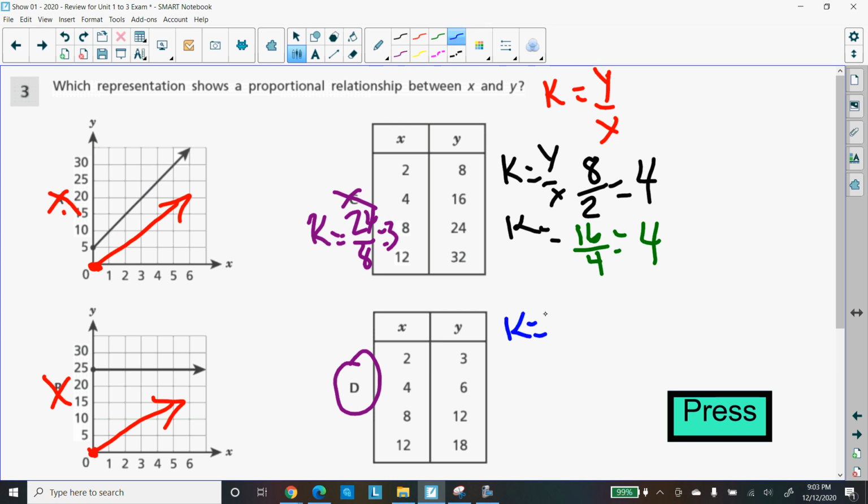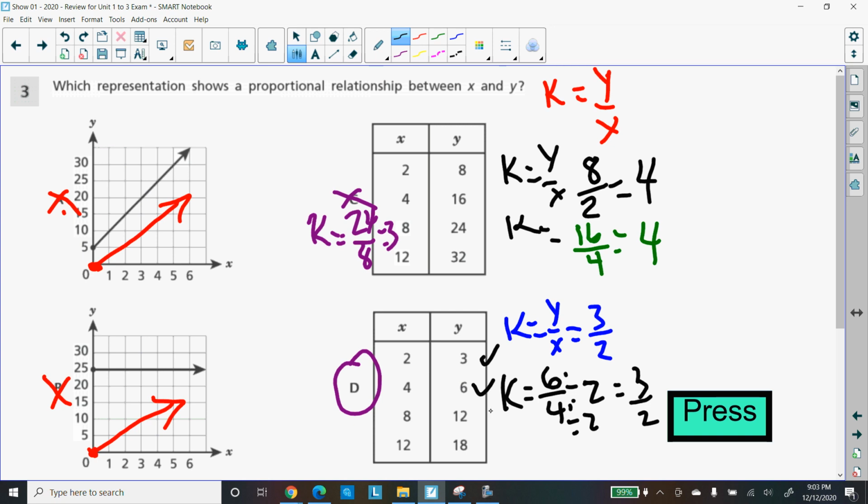K equals y over x. 3 over 2 is my first one. And I'll continue with that. Let me just change colors though. K equals 6 over 4. If you divide that by 2, both top and bottom, that'll give you 3 over 2. So it works on this one and this one. So far, they're the same.